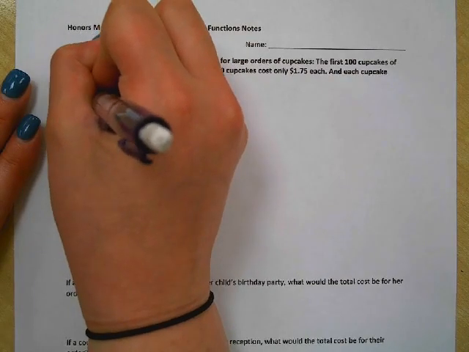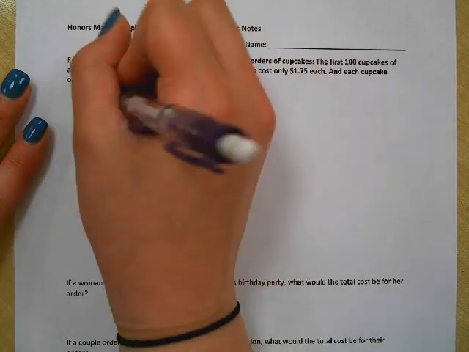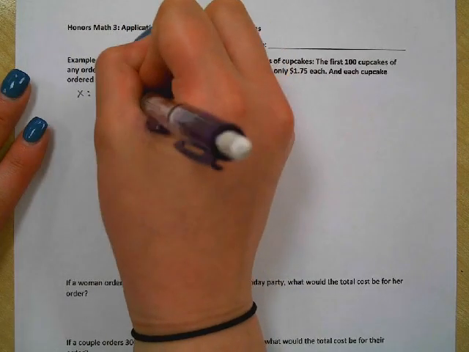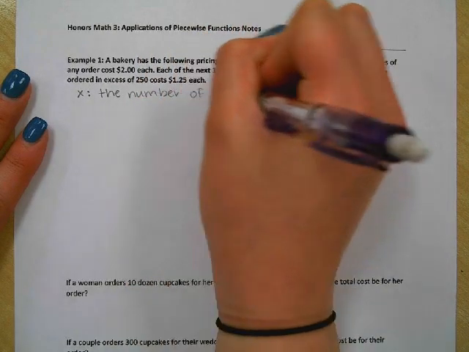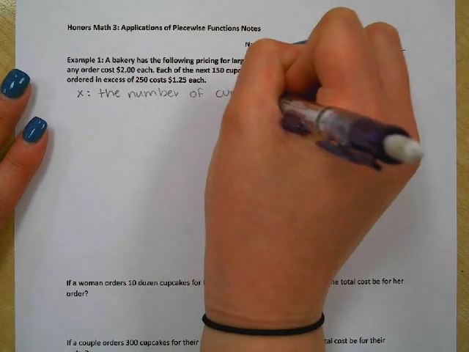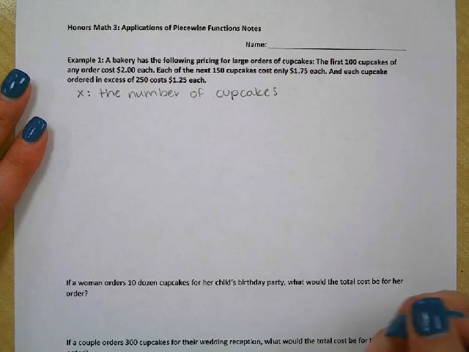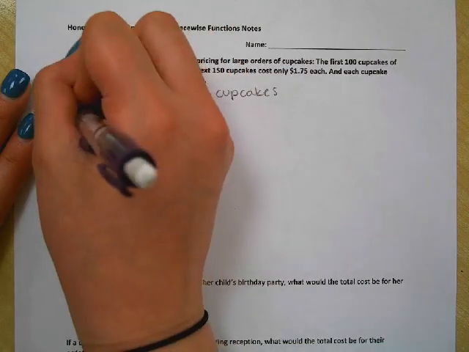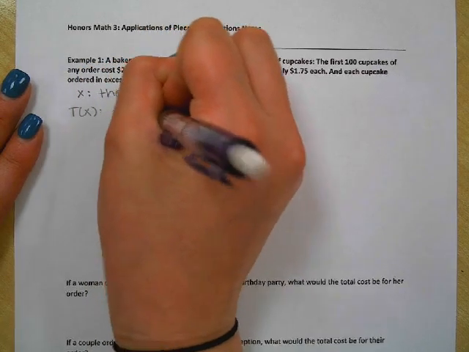So first, what I want you to do when you're doing these application problems is define what your variables are going to represent. So X is going to represent the number of cupcakes. Next, you're going to have what happens when you plug the X in, which is you're going to figure out the price that you're paying. So I'm going to say T of X is the total cost.